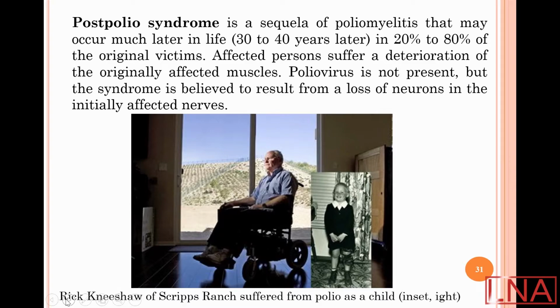As I said, during the primary poliovirus infection, neurons are destroyed. In some cases, the function of destroyed neurons can be compensated by normal, healthy neurons. But with age, normal neurons can't do the work for both, meaning they will die and can't do their own job. And of course, the disease can come back. Please understand, post-polio syndrome is not dangerous because poliovirus is not present in the human body. So there are no viruses at all.